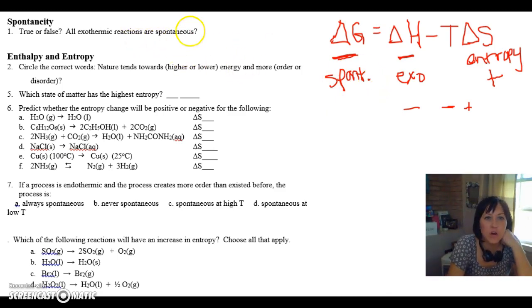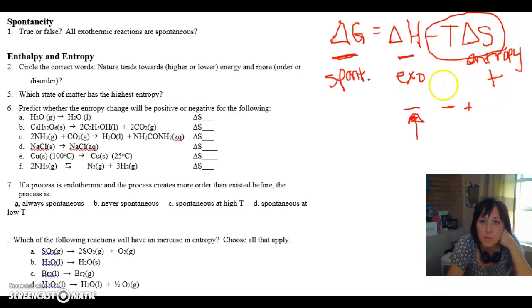So let's look. True or false, all exothermic reactions are spontaneous. Well, if we look here, it's not just the exothermic. It favors it, but that's not the only thing that it involves. It involves the temperature and the entropy too. So if we have a small enough temperature and our entropy, we actually can have a non-spontaneous reaction even though it's exothermic. So this is false. Not all exothermic reactions are spontaneous.